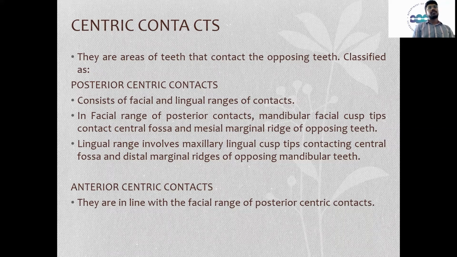In the facial range of posterior contacts, mandibular facial cusp tips contact the central fossa and mesial marginal ridges of opposing teeth. In the lingual range of contacts, maxillary lingual cusp tips contact the central fossa and distal marginal ridges of opposing mandibular teeth. While talking about anterior centric contacts, they are usually in line with the facial range of posterior centric contacts.